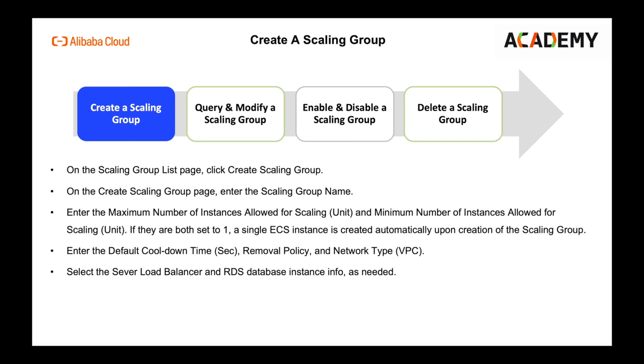That's just fine. Whatever you set the minimum size of the group to be, when the group is enabled, that number of ECS instances will be automatically created and placed into the group. So let's see that in the console.